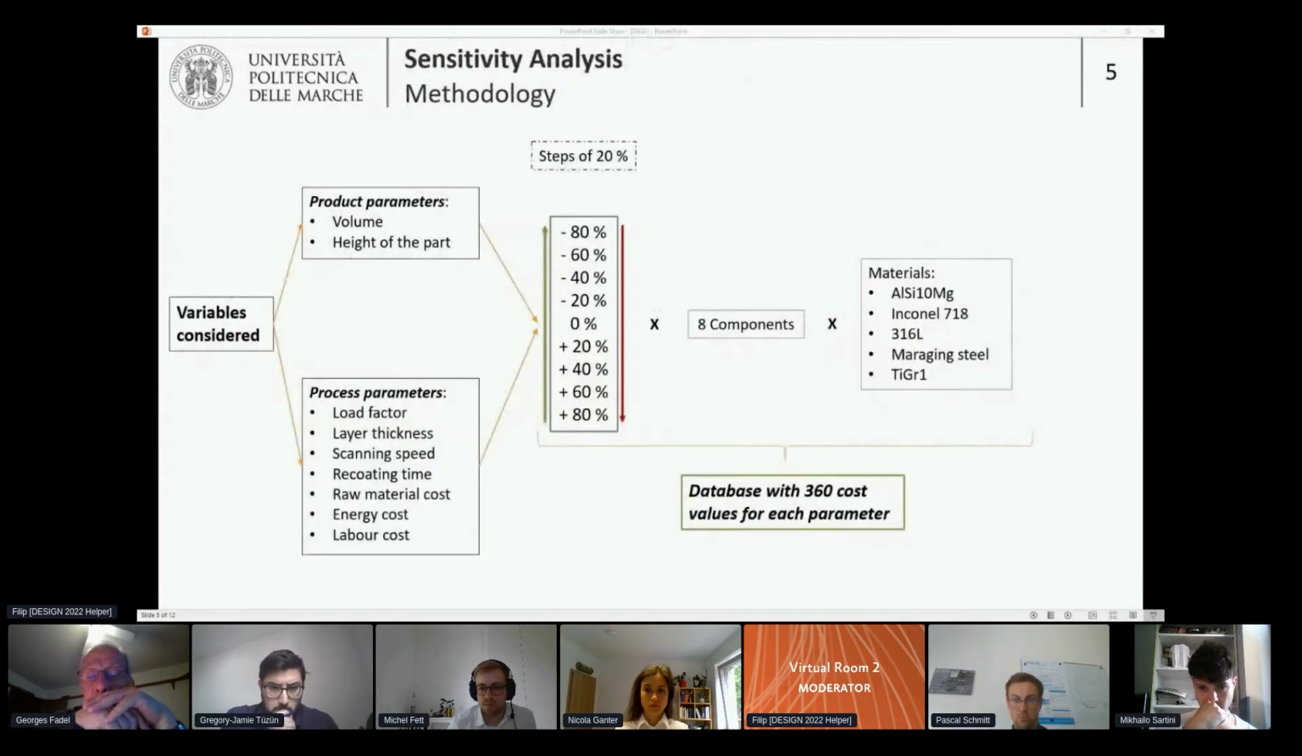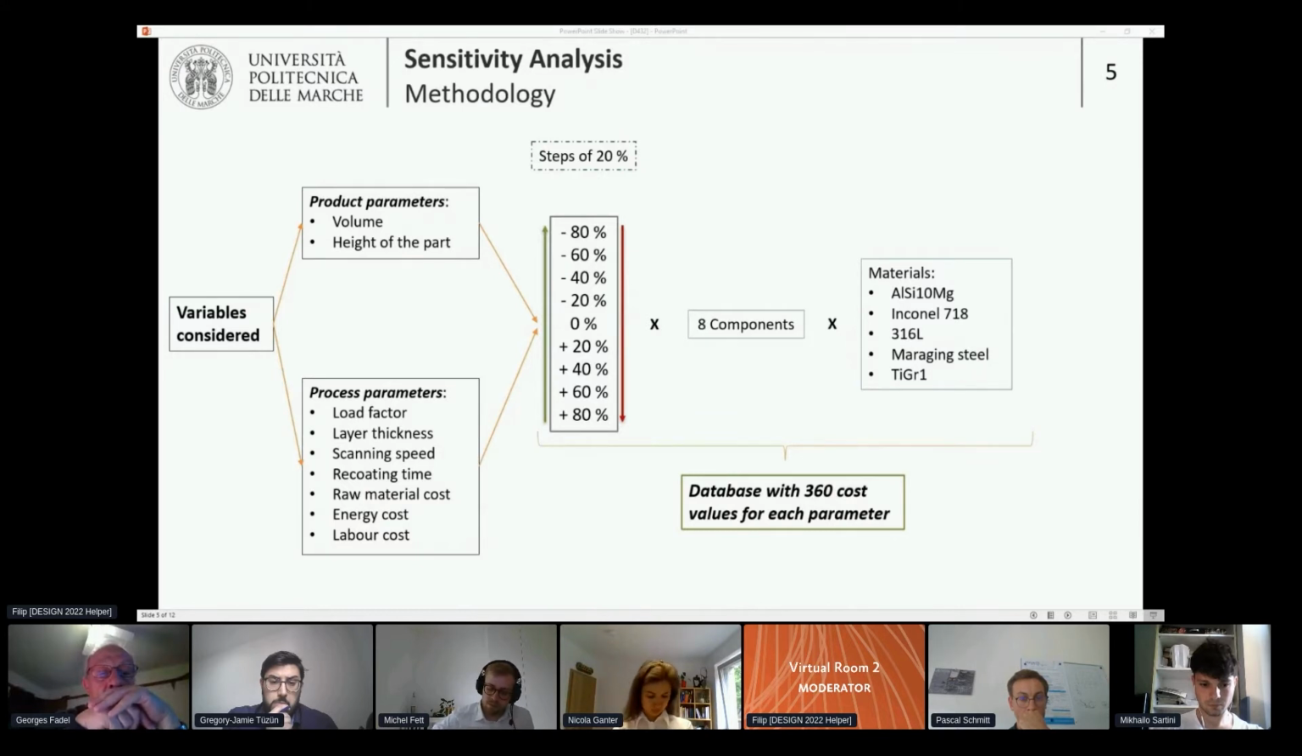Moving to the sensitivity analysis, the variables considered for the study are grouped into 2 types: product parameters and process parameters. For the first one, volume and print height of the part have been considered. For the process, 7 variables were considered: load factor, layer thickness, print speed, recoating time, raw material cost, energy cost, and labor cost. The analysis was performed changing those variables from the starting condition until they reach values equal to -80% and +80%, with steps of 20%.